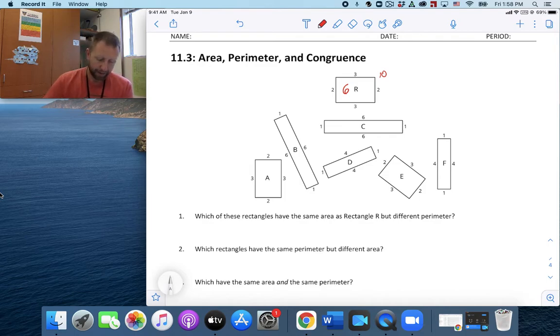So for A, I've got 3 times 2, which is 6, and then 3 plus 2 plus 3 plus 2 is 10. For B, I have 6 times 1, which is 6. It gives me an area of 6. 6 plus 1 is 7, plus 6 plus 1, which is 7 more, 7 plus 7, that gives me a perimeter of 14. For C, I have 1 times 6, so my area is 6. And then add up all the sides to get the perimeter. 1 plus 6 is 7, 1 plus 6 is 7, and that gets me 14.